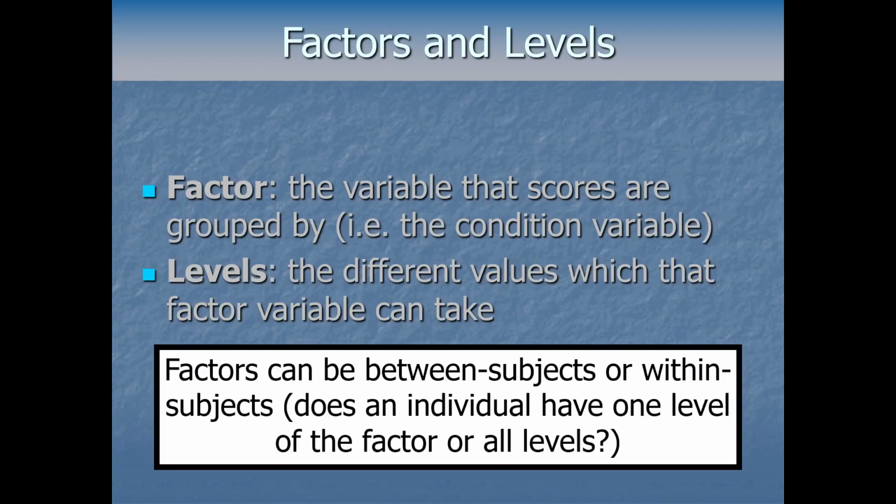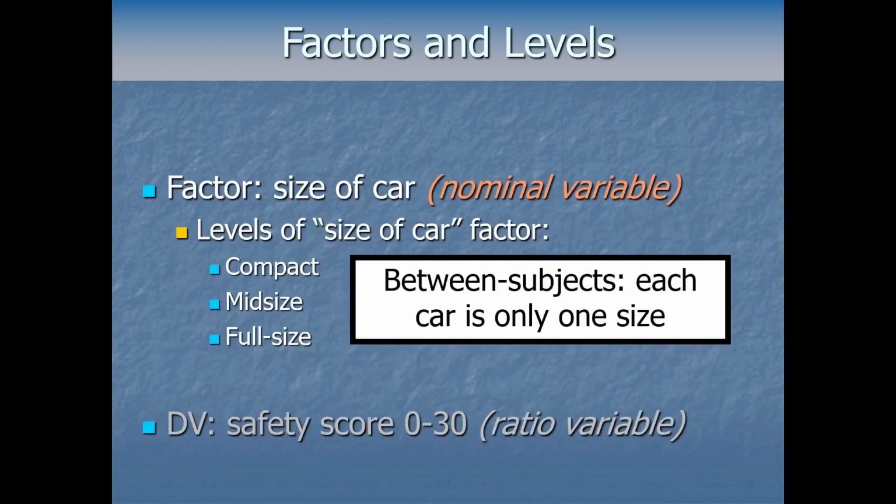That's because factors can be between subjects or they can be within subjects variables, which is basically just asking, does each individual in your study have 1 level of the factor, which would make it a between subjects design, or does each individual in your study show up in all levels of that factor, which would make it a within subjects design, within subjects factor. So when we're comparing safety scores for 3 sizes of cars, that is a between subjects factor. A single car, like a Nissan Altima or whatever, can't be tested in all 3 categories. It is whatever size it is, and that's it. It only shows up in one group, in one condition.